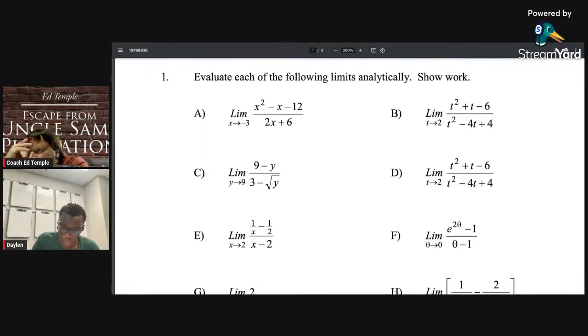So what's on the top now? x minus 4 times x plus 3. There you go. What's on the bottom? 2 times x plus 3. Okay. So what's the same on the top and the bottom? x plus 3. Exactly.